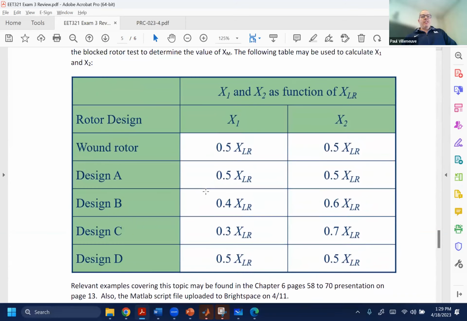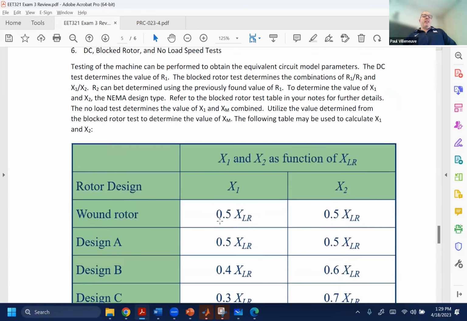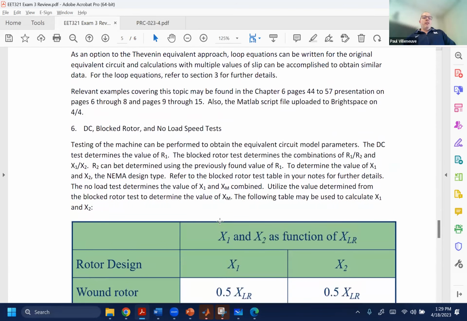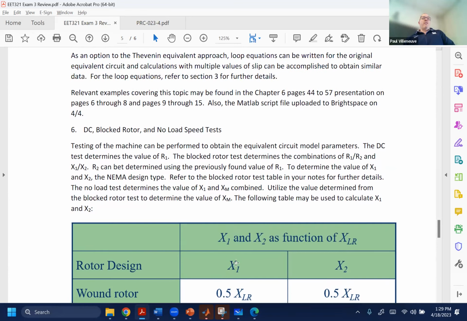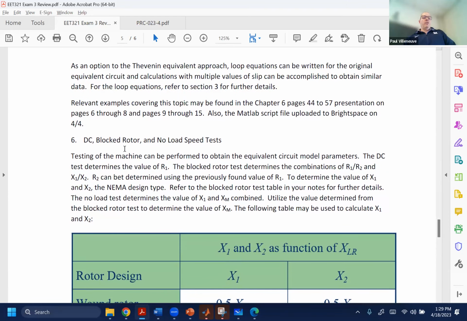And then the last thing you need to do is figure out the ratio for X1 and X2. So maybe it makes sense, instead of doing the no load test before the blocked rotor test, to do the blocked rotor results first. You'll figure out R2 directly. Then you can get X1 and X2 as a ratio. So then you have all those parameters. And the last thing you do is the no load test, and then you can pull out XM.